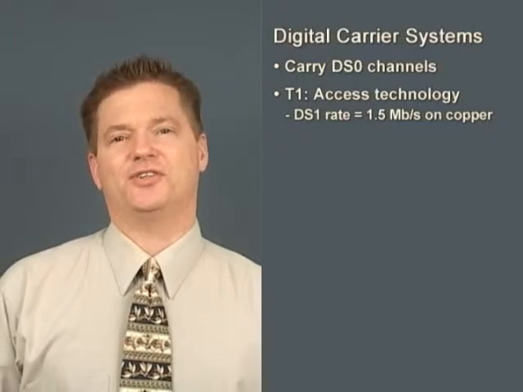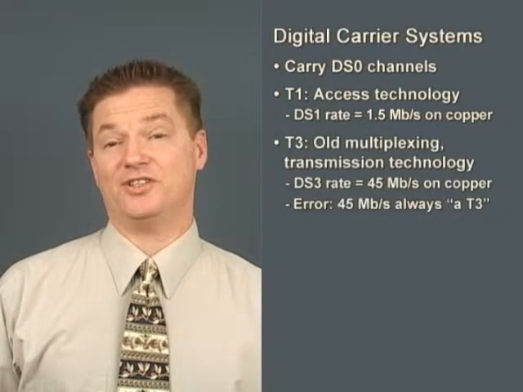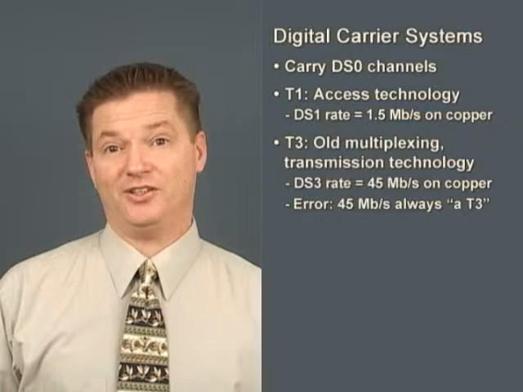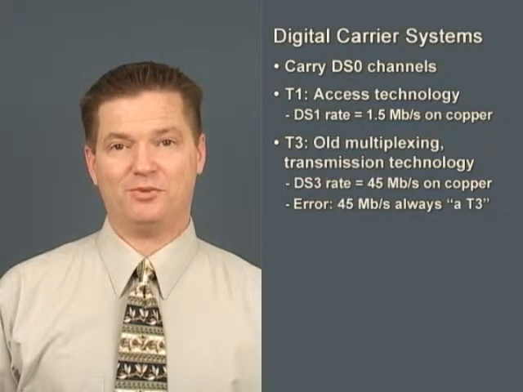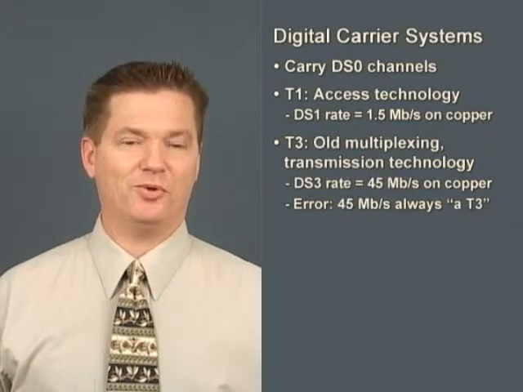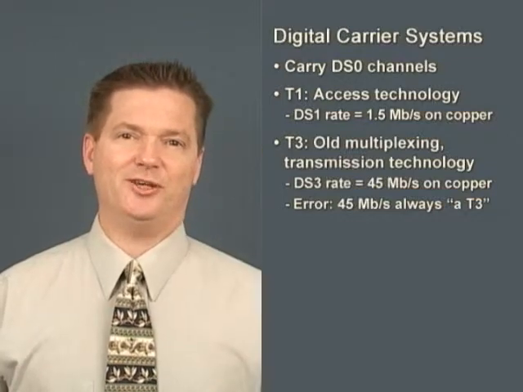Another technology was called T3, and this was designed to carry the DS3 rate, which is 45 megabits per second, again on copper wires, little thin coaxial cables.